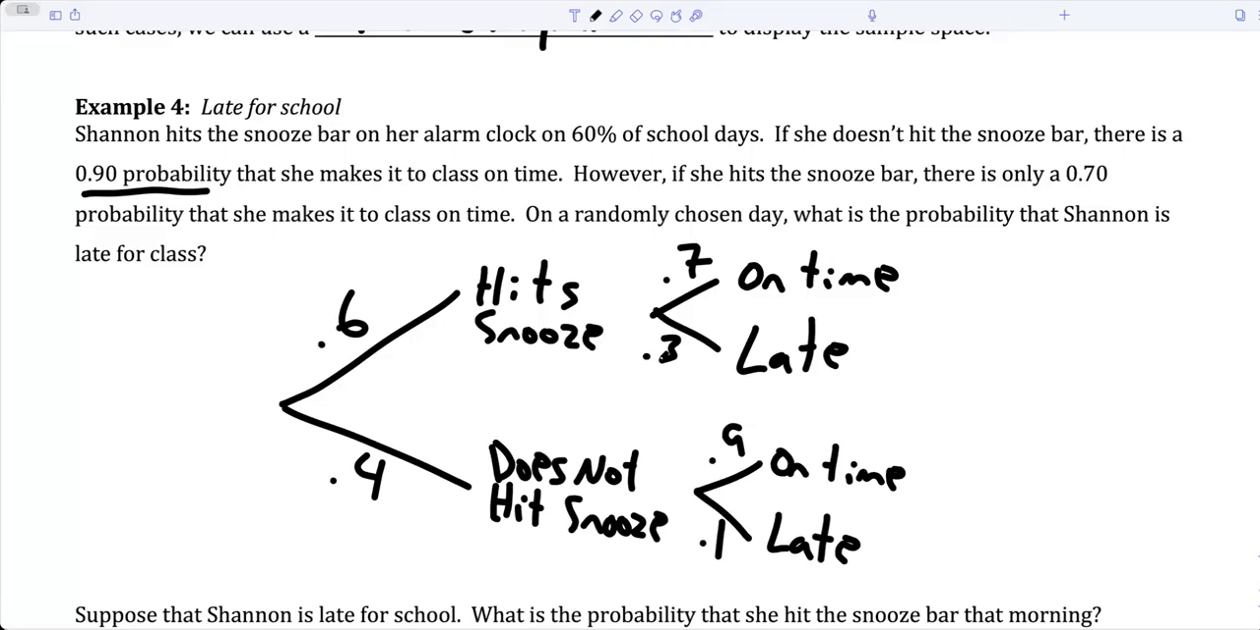Okay, and so the general multiplication rule, along with the tree diagrams, says: what is the probability that she is on time, given the fact that she hits the snooze bar? Well, we're going to multiply those two probabilities together. So 0.6 times 0.7 gives us 0.42. And the same thing here. What is the probability that she is late, given the fact that she hit the snooze? 0.6 times 0.3, which is 0.18.